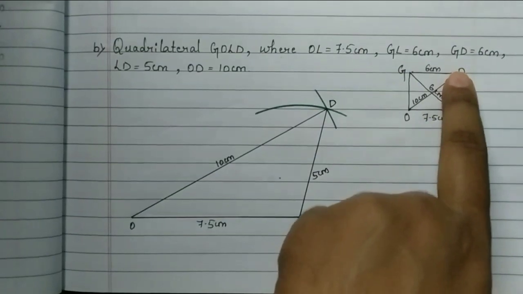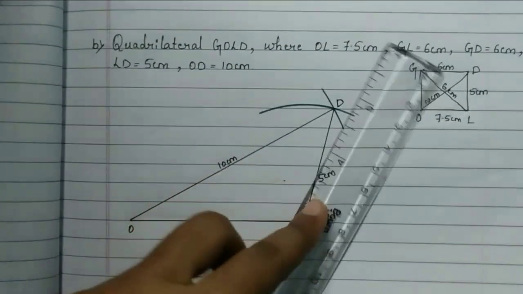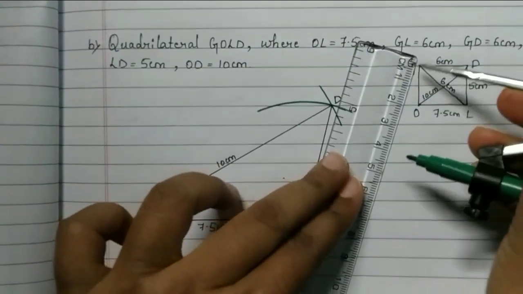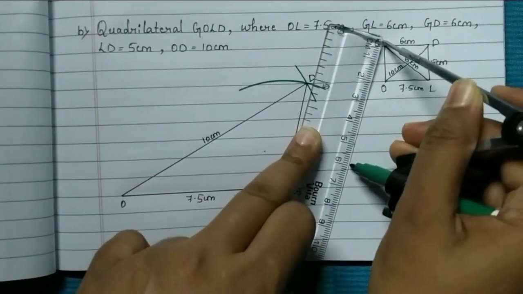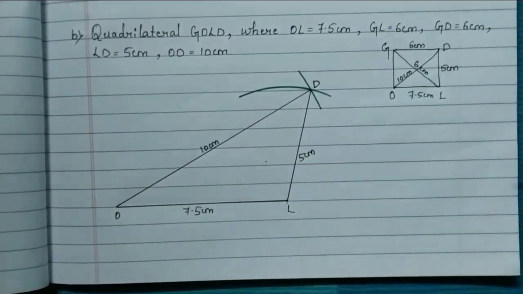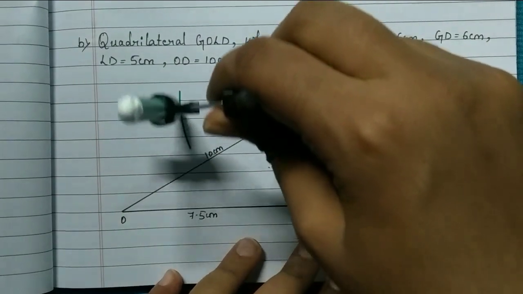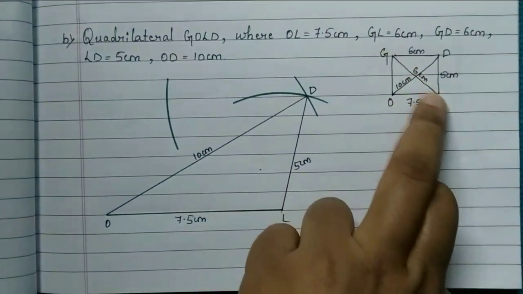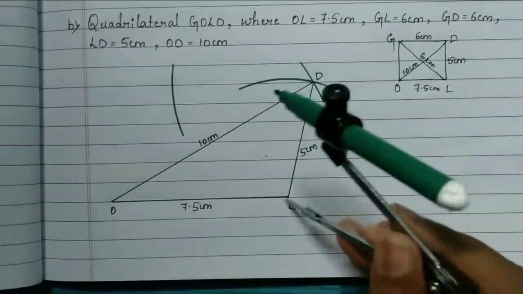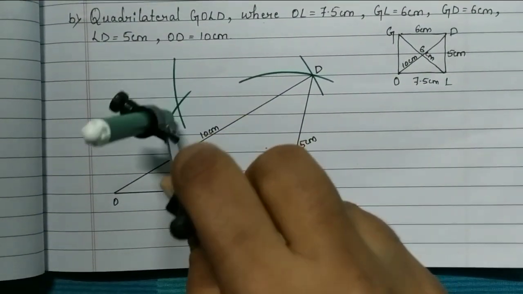Next we need this line GD, that is 6 centimeter. So again taking an arc of 6 centimeter here. Okay, take the measurement of 6 centimeter from here. Then we can see one more arc is here, GL, which is again 6 centimeter. With the same measurement, keeping at the point L, we will cut an arc here.